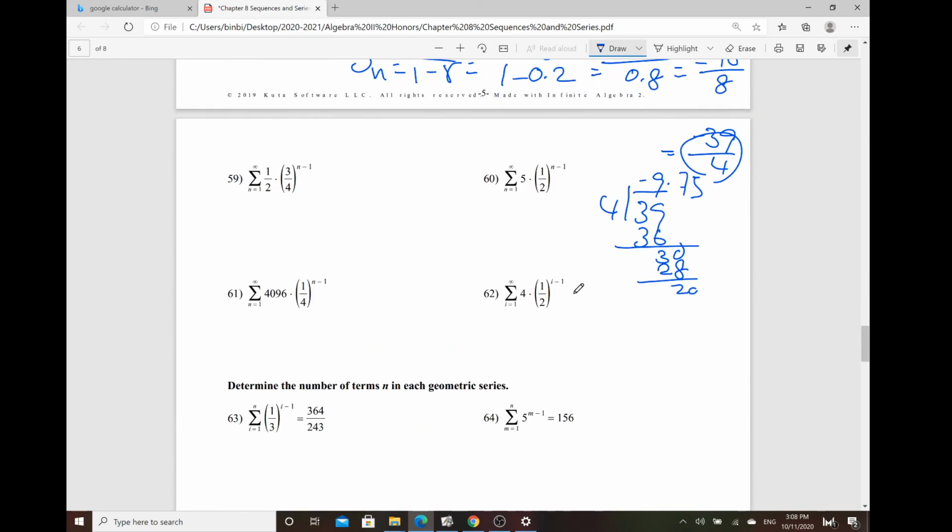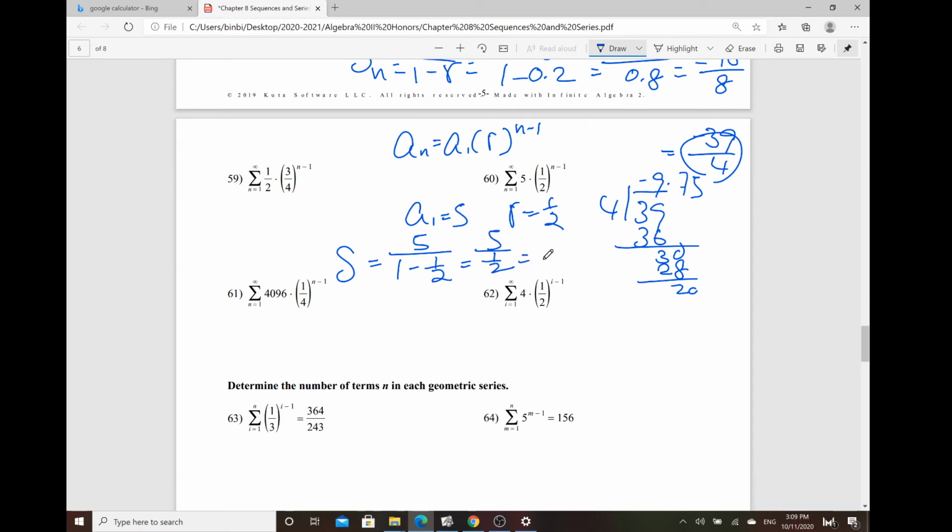Again, this one shows that the common ratio is 1/2. Again, the structure for the geometric series is A1 times common ratio r to the power of n minus 1. So the common ratio is 1/2, and A1 is 5. Using that formula, A1, 5 over 1 minus 1/2. So we have 5 divided by 1/2, so 5 times 2, which is 10.